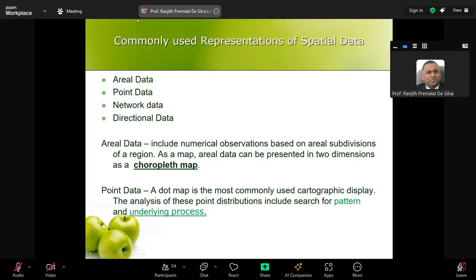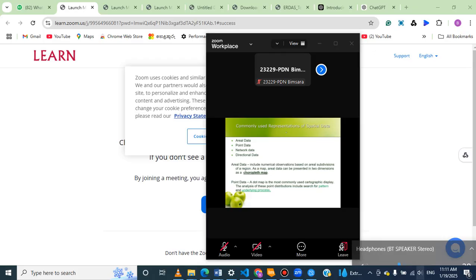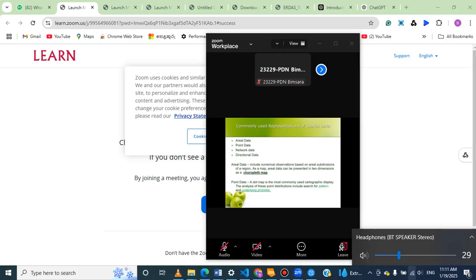Commonly used representations of spatial data. We use areal data, we use point data, and there is a lot of analysis for point data. It's a separate subject called point data analysis. We have network data. Network data is data with connectivity, and directional data with directions.